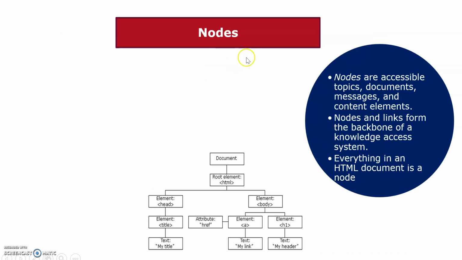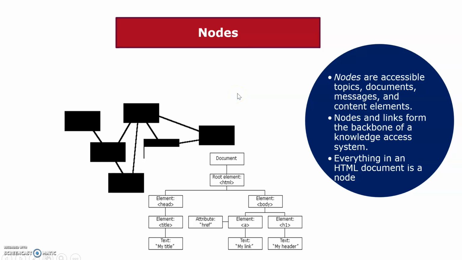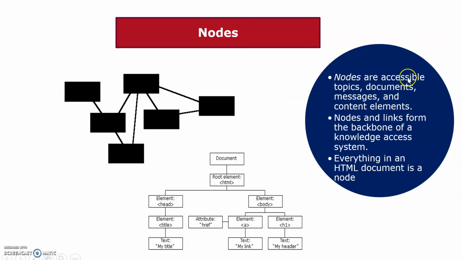So continue with the nodes. Nodes are accessible topics, documents, messages, and content elements. Nodes and links form the backbone of a knowledge access system. So, everything in an HTML document, we call it a node. This is the example. All of this, we call it a node. That one, node.